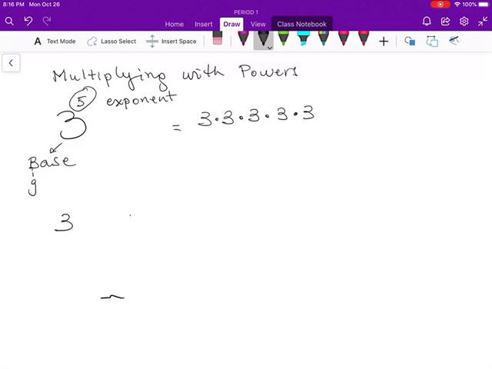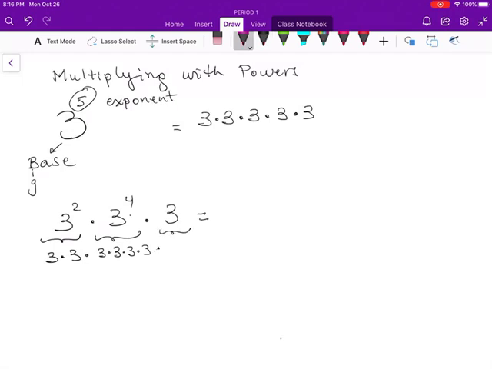So if we have 3 to the second times 3 to the fourth times 3 equals, we can expand right here. 3 to the second is 3 times 3. 3 to the fourth is 3 times 3 times 3 times 3. And we don't see the power on the last 3 because it's invisible, 1. So that will be 3 to the first power, which is 3. Then we count 1, 2, 3, 4, 5, 6, 7. We have 3 to the 7th power.